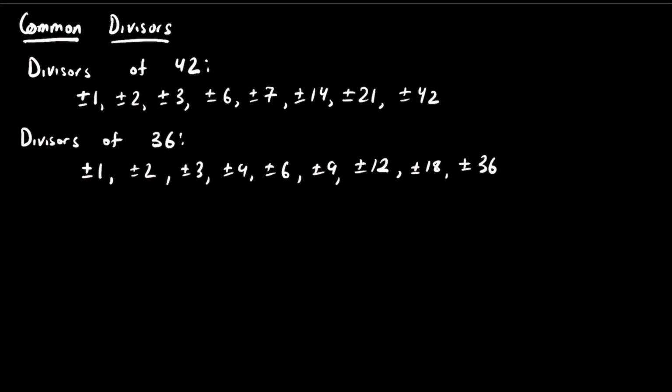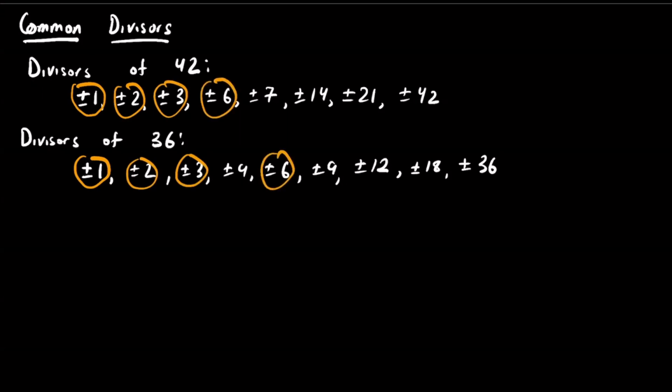Right? And then we can ask ourselves, what are the common divisors? What divisors do these two numbers have in common? Well, we see that plus or minus 1, they have in common. Plus or minus 2, they have in common. Plus or minus 3, they have in common. Plus or minus 6, they have in common. And then that's it, right? So if I write down the common divisors here, we get plus minus 1, plus minus 2, plus minus 3, and plus or minus 6. Those are the only divisors those two sets have in common.